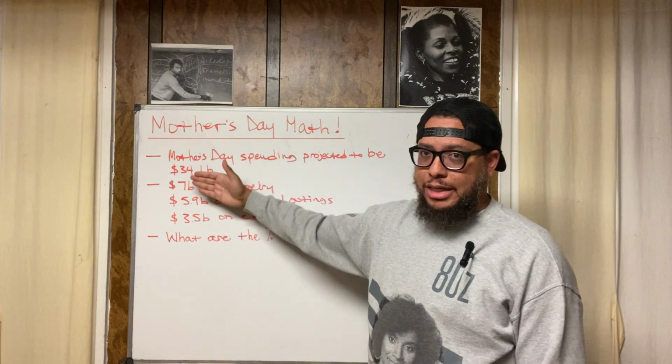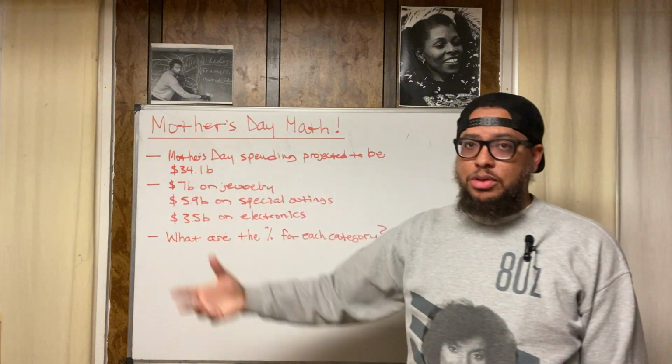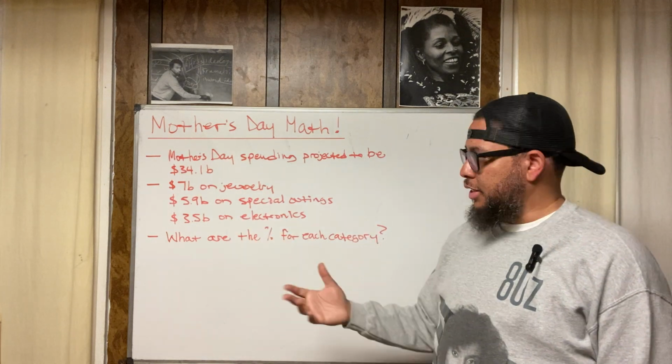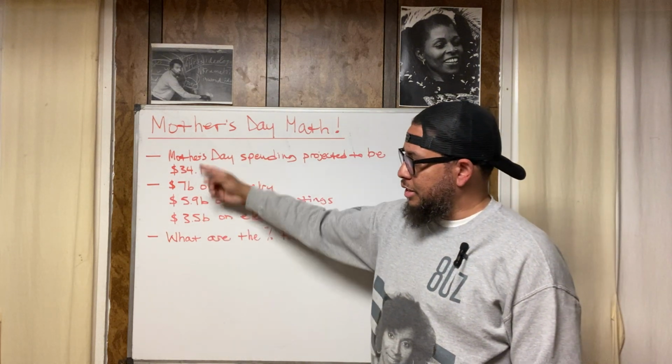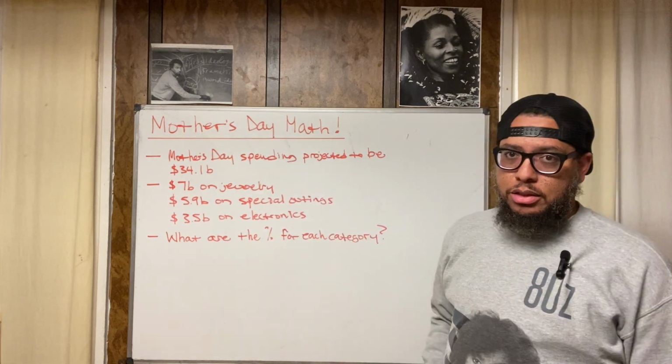Because these only add up to like $16.5 billion. But it's expected that 34.1 billion will be spent. So the remainder is spent on other things that are just not as popular as these three. These are the top three categories: jewelry, special outings, and electronics.